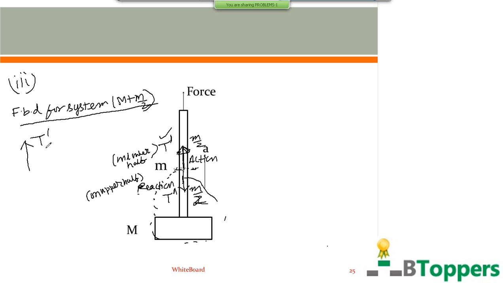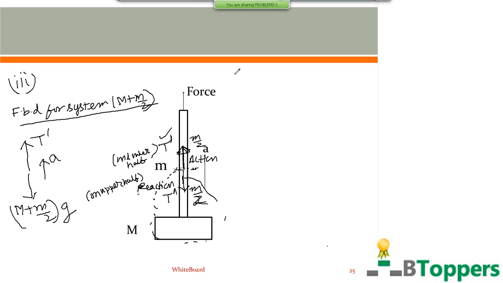So T dash is the magnitude of the tensile force exerted on the lower half of the rope by the upper half of the rope, which acts vertically upwards. The weight of the system acts vertically downwards. That is the gravitational force exerted on the system by the earth. Here we are considering the block and the lower half of the rope together as one system of mass capital M plus small m by 2. So this will be the free body diagram for the system. The system is moving upward with acceleration A, so we choose the upward direction as the positive direction.